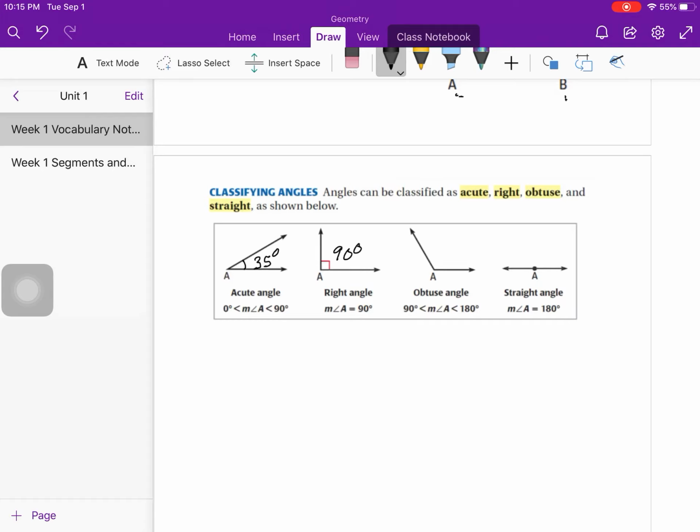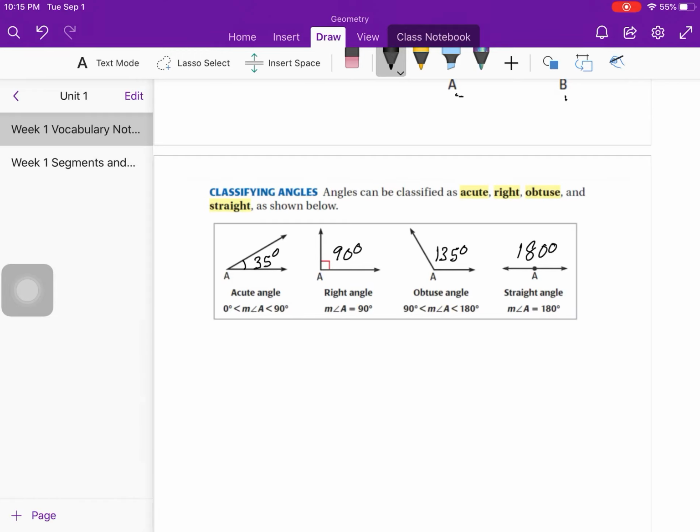An obtuse angle, so this one has to be bigger than 90, but less than 180 degrees. So let's go ahead and say it's 135 degrees. So it falls in between that range. And then the last one, a straight angle, is just a flat line, and it always measures 180 degrees.